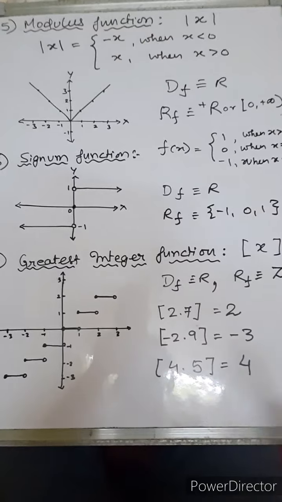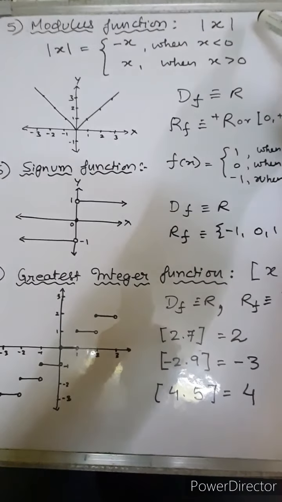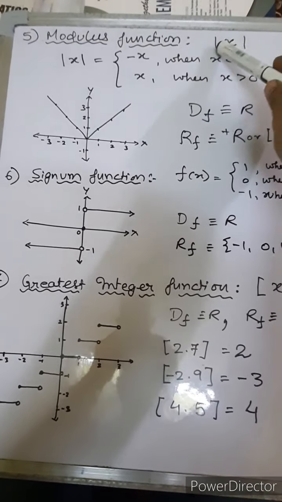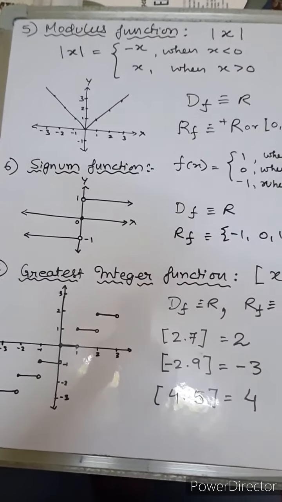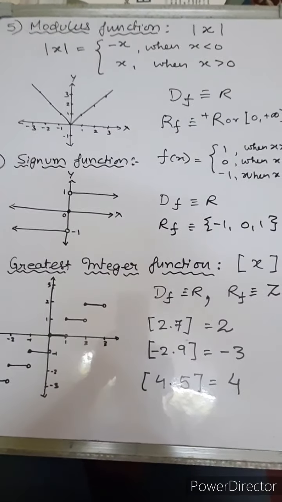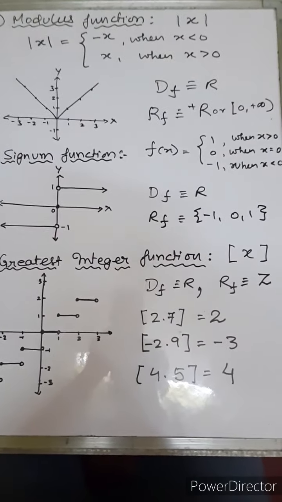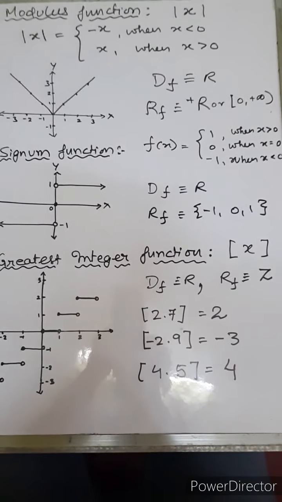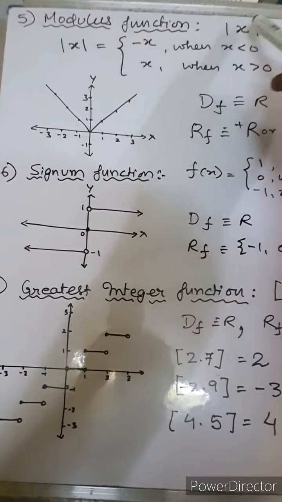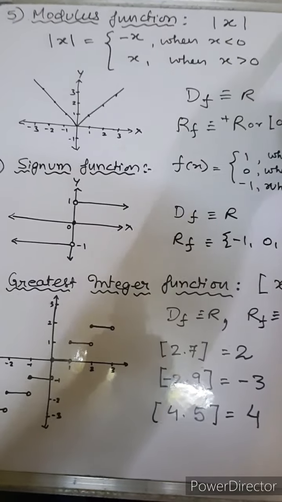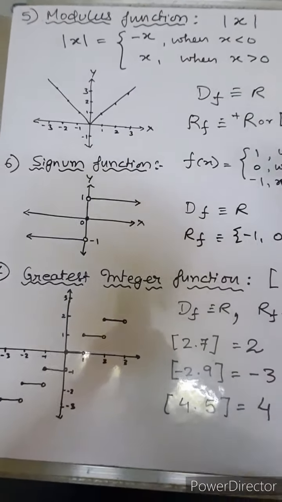Okay children, the next type of function is the modulus function. What is the modulus function? It is represented by |x|. That means for whatever value of x, positive or negative, the result will always be positive. That means if you take the modulus of -4, you will get +4. You take the mod of -3, you will get +3, right?